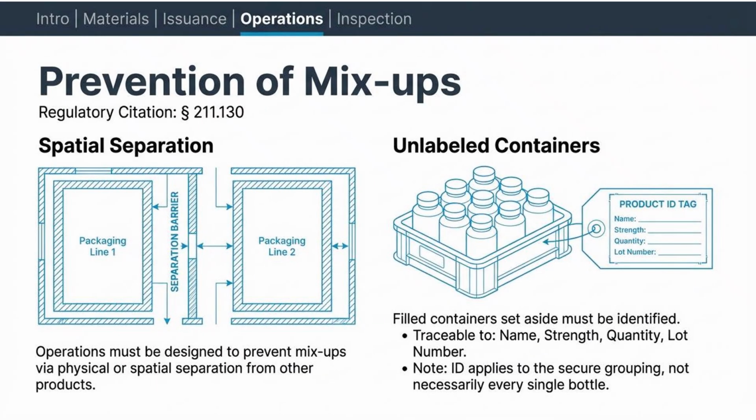Packaging operations must be designed to prevent mix-ups through spatial separation of lines. All filled, unlabeled containers must be clearly identified with traceable information, including name, strength, quantity, and lot number.